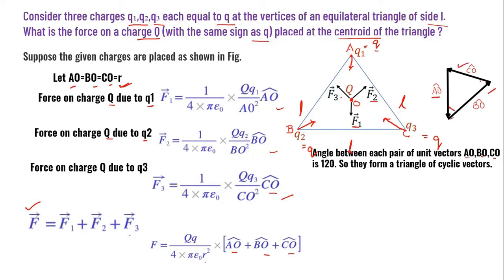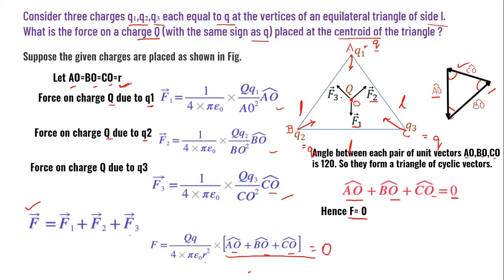The angle between them is 120 degrees and they all form a triangle of cyclic vectors. About this concept you would have learnt in 11th class. So the triangle of cyclic vectors always adds up to 0. So what conclusion are we getting? The sum of the unit vectors AO, BO and CO will be equal to 0. So this particular term in our equation will become equal to 0. So net force will become equal to 0. So this one will be our answer.